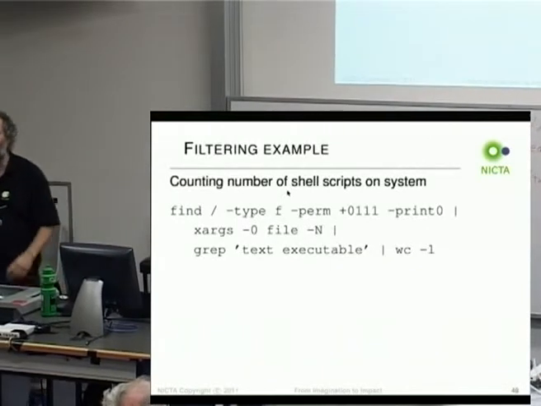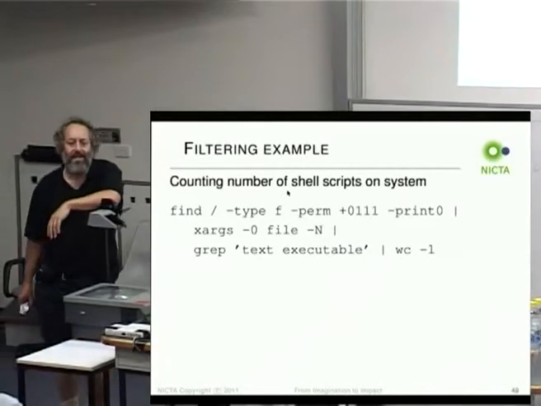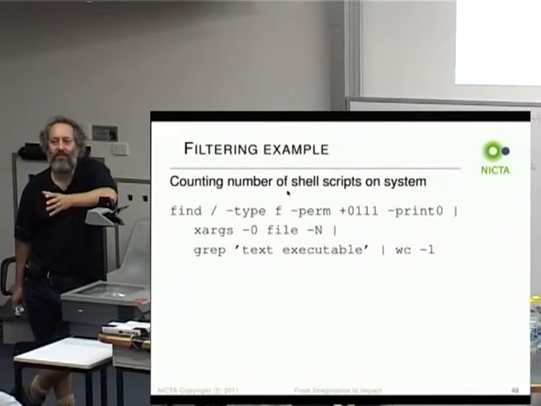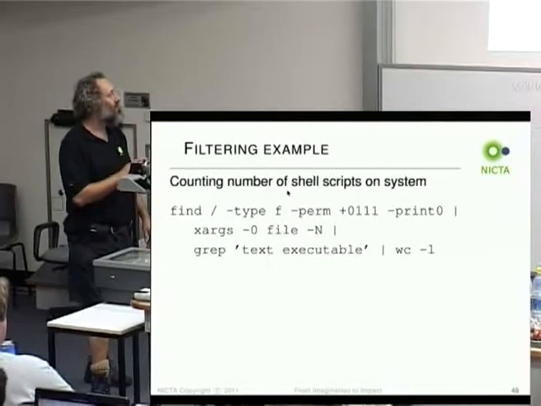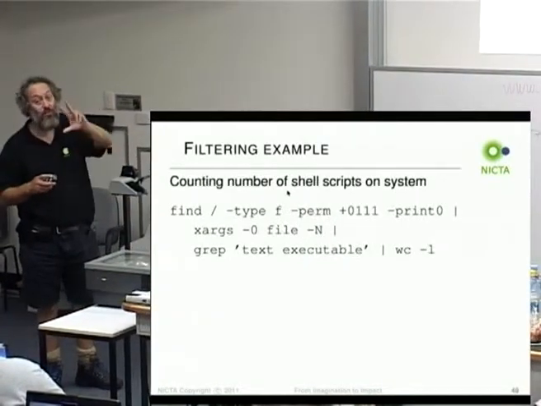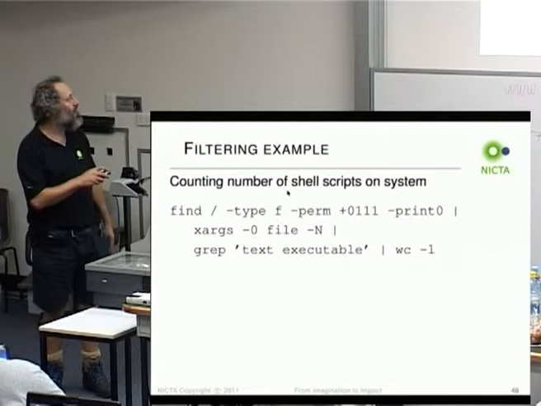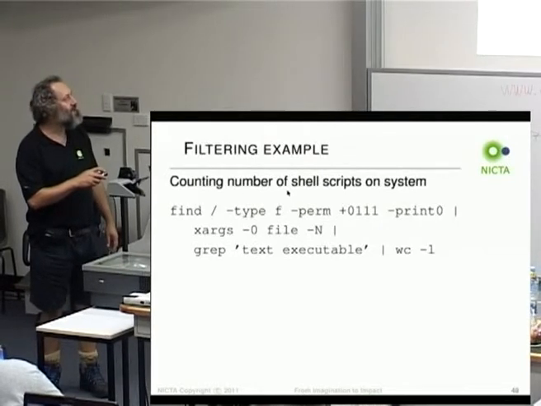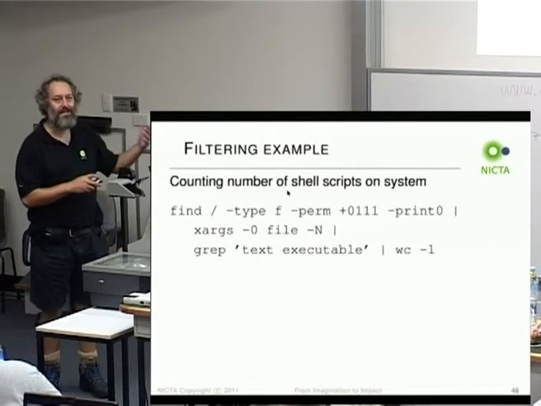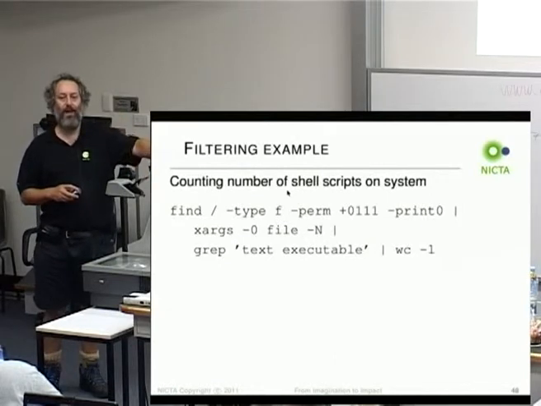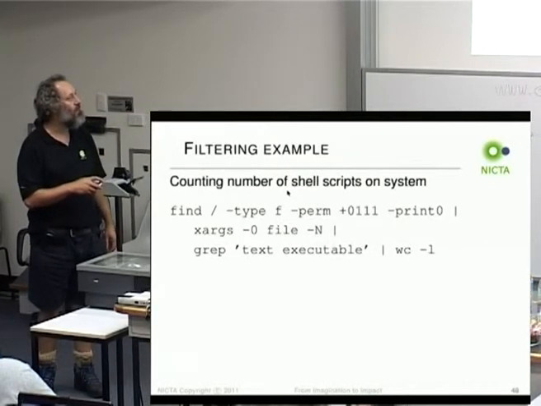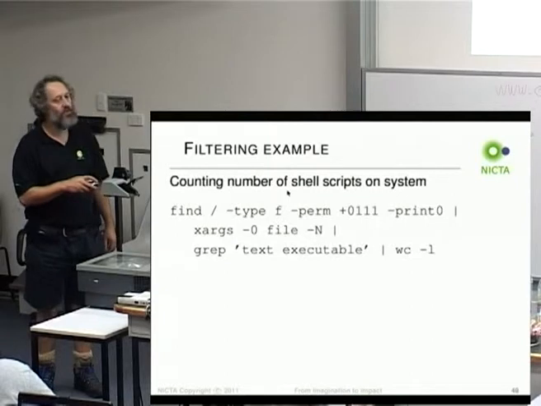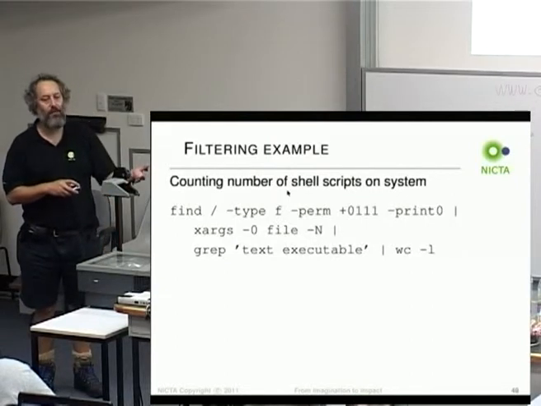Here's one to find the number of shell scripts on the system. It's actually surprising how many of the programs that you use every day have actually shell scripts internally. So what we're doing here is another two programs for your toolbox. Find takes some directory names, and it starts there and walks the file system, applying a test to everything on that file system. So in this case, we're looking for ordinary files, type f, with at least one executable bit set. That's what the plus 0111 does.